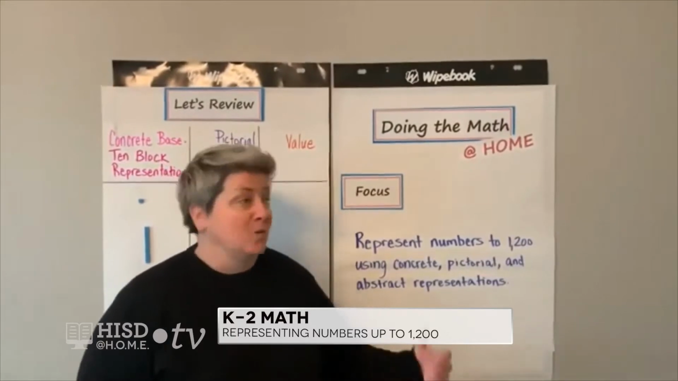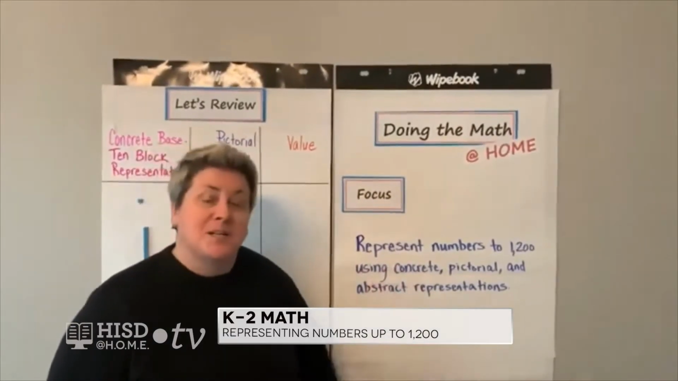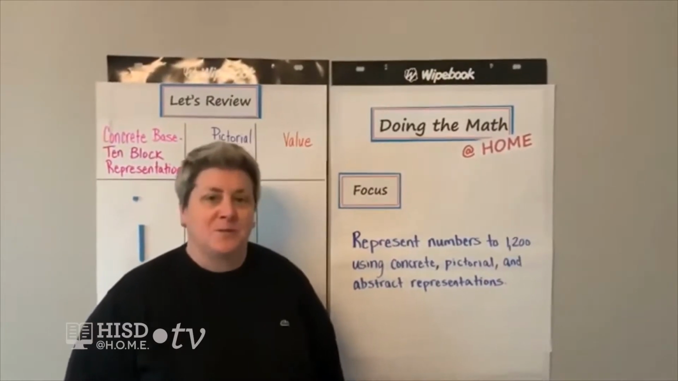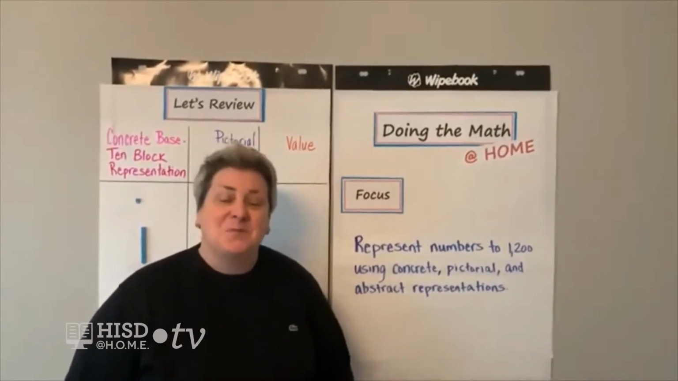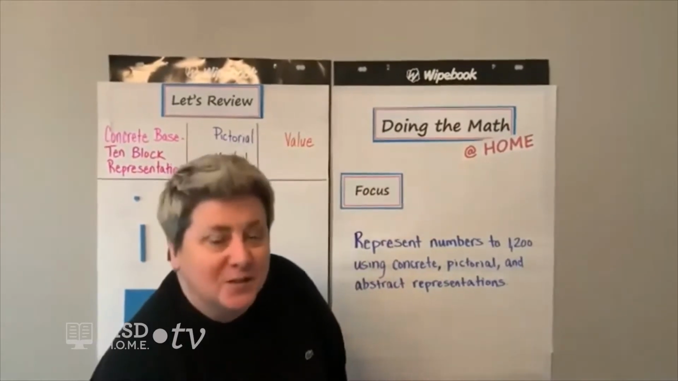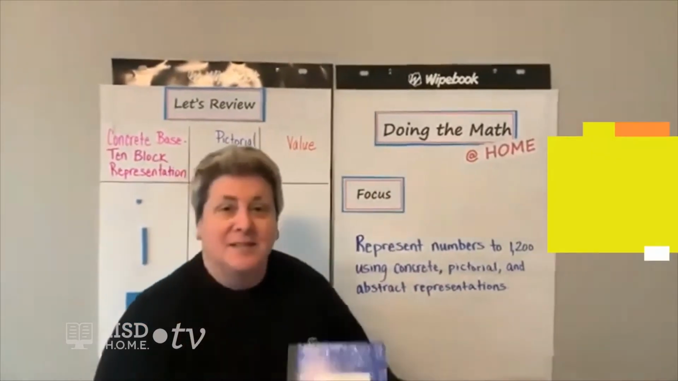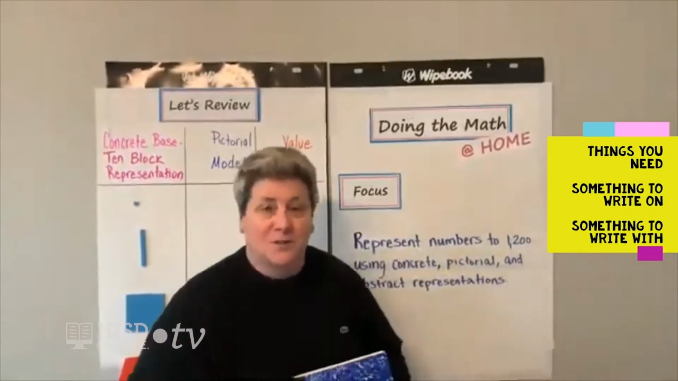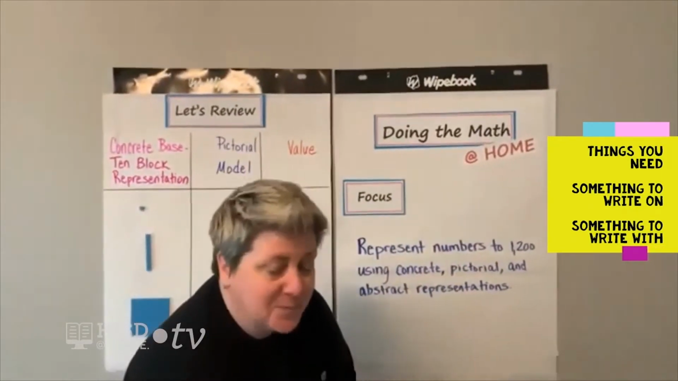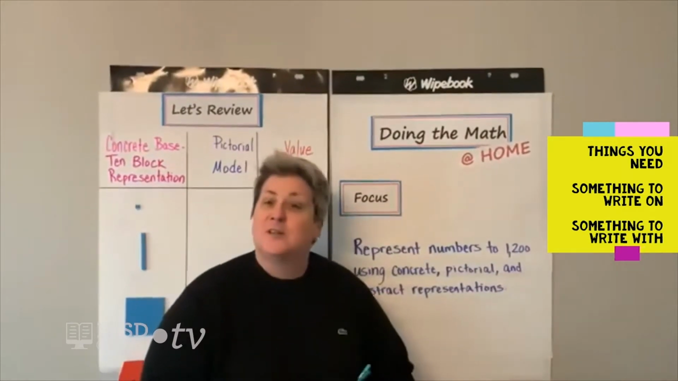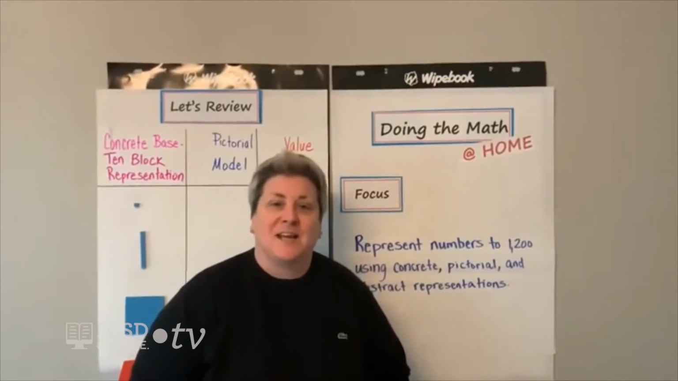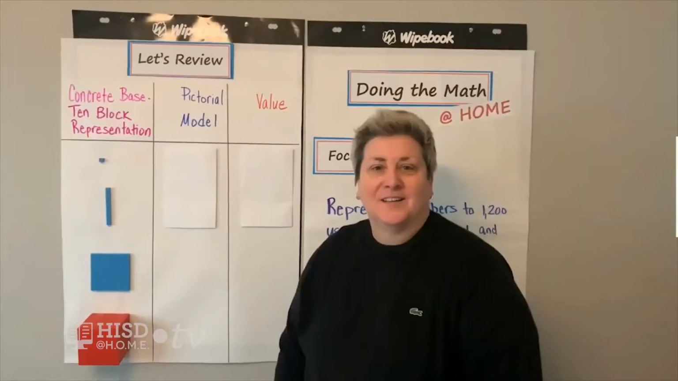Today, we are going to focus on representing numbers to 1200 using concrete, pictorial, and abstract models. Before we get started, there are a few things that I need you to grab. The first thing I need you to grab is a notebook or some sheets of paper. I also need you to grab some colored pencils or a pencil or a marker. We're going to be using these things throughout our lesson activity for today.